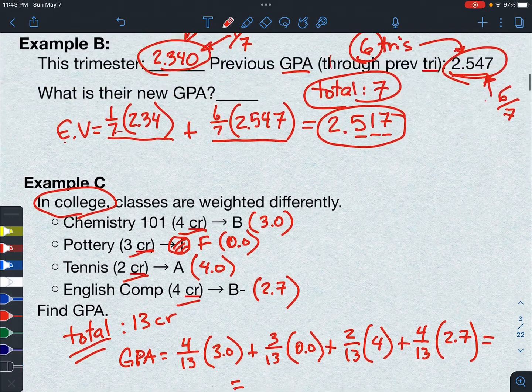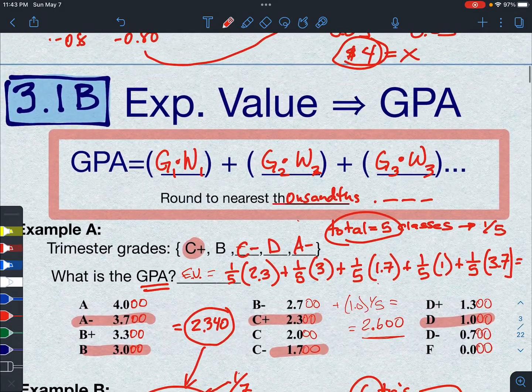Good luck on your homework as you find GPAs for these different scenarios. Again, look for the grade and the weight. To get the weight is the tricky part. You have to find the total in each case. All right.